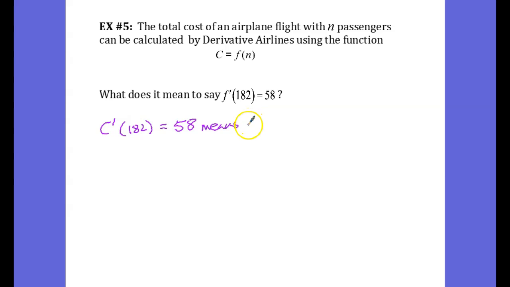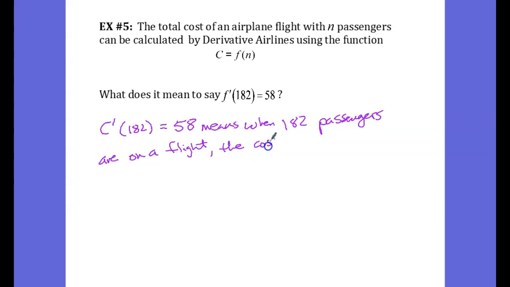So C prime equals 58 means that when there are 182 passengers on a flight, then the cost per person for the flight is $58. So this is a very important calculation for a business to do, is to be able to find out the cost per person for the flight so that they know how to set their average ticket value.